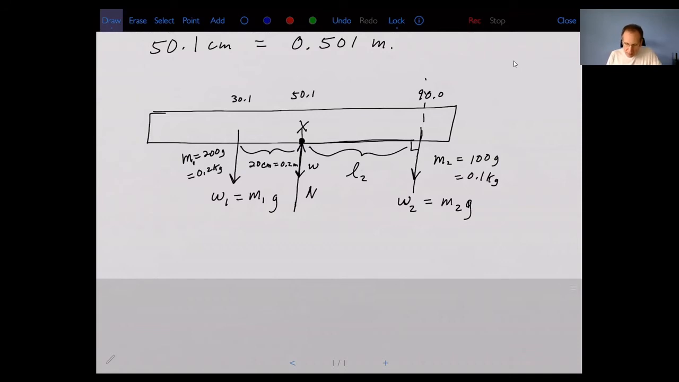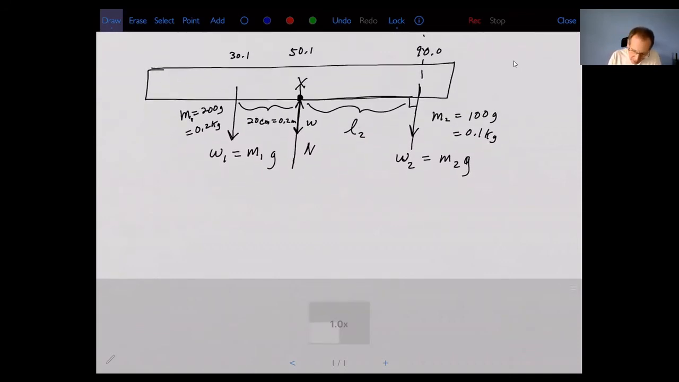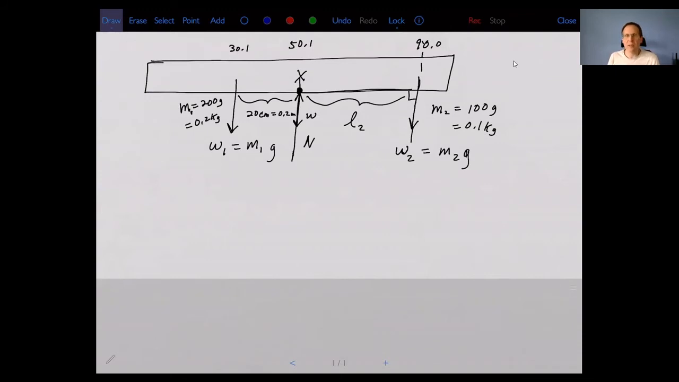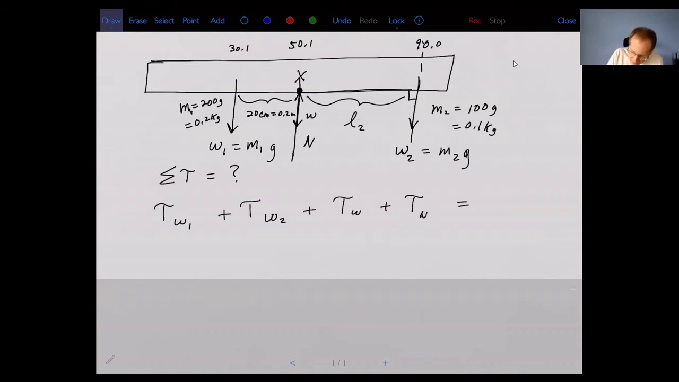So what I want to do now is calculate the torque due to each of those forces, and add up all the torques. Basically, I'm doing the sum of the torques, and I want to see what I get. This is what I mean by trying to verify the second condition for equilibrium. So I have a torque due to weight 1, a torque due to weight 2, a torque due to the weight of the meter stick, and a torque due to the normal force. I have 4 forces, so 4 torques, and I want to see what I get.